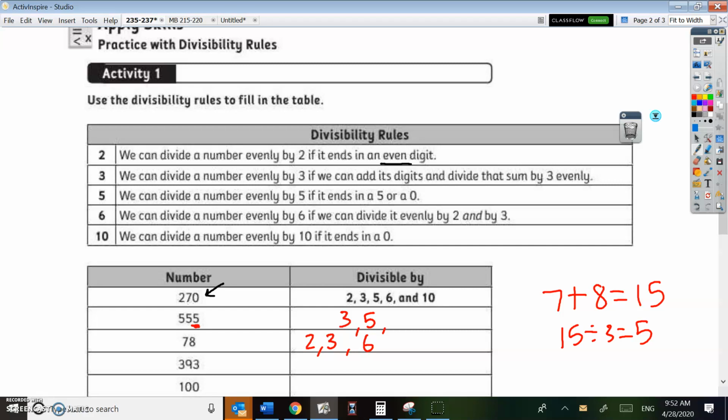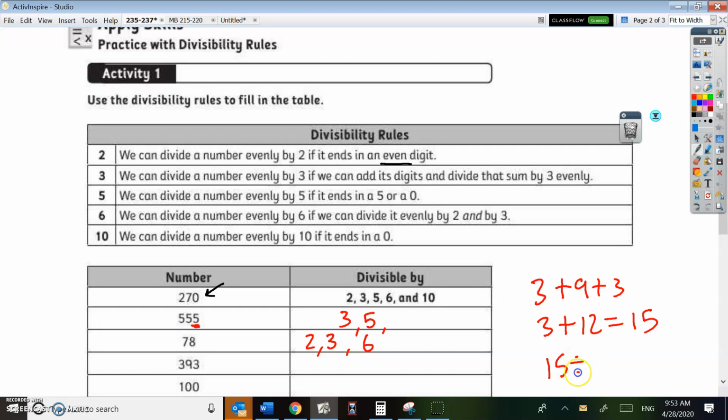Okay, 393. Let's check it. It's not even, so it can't be 2. Let's add 3, 9, and 3, and what do we get? 3 plus 9 plus 3. 3 plus 12 equals 15. 15 divided by 3 is 5. Used a lot of 15s, didn't they? So yes, this is divisible by 3. It's not divisible by 5. Not divisible by 6 because it's not even, and it's not divisible by 10.